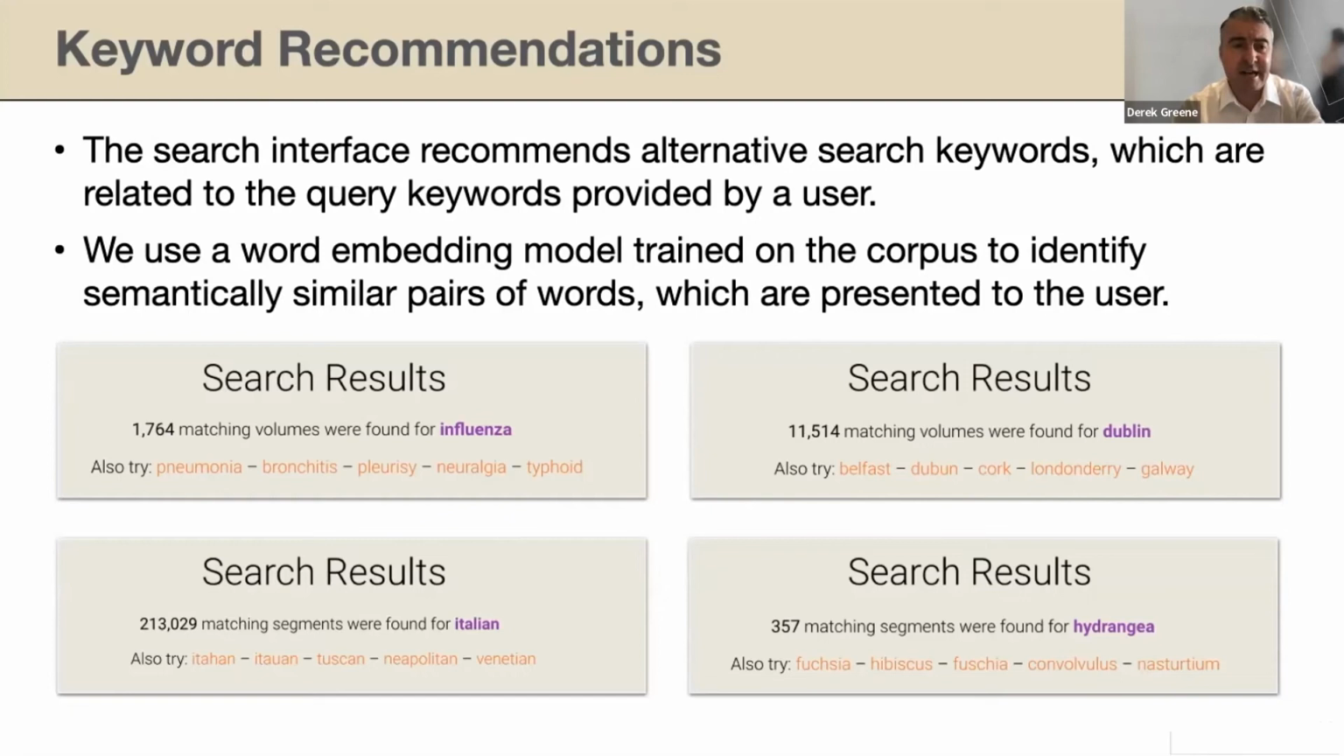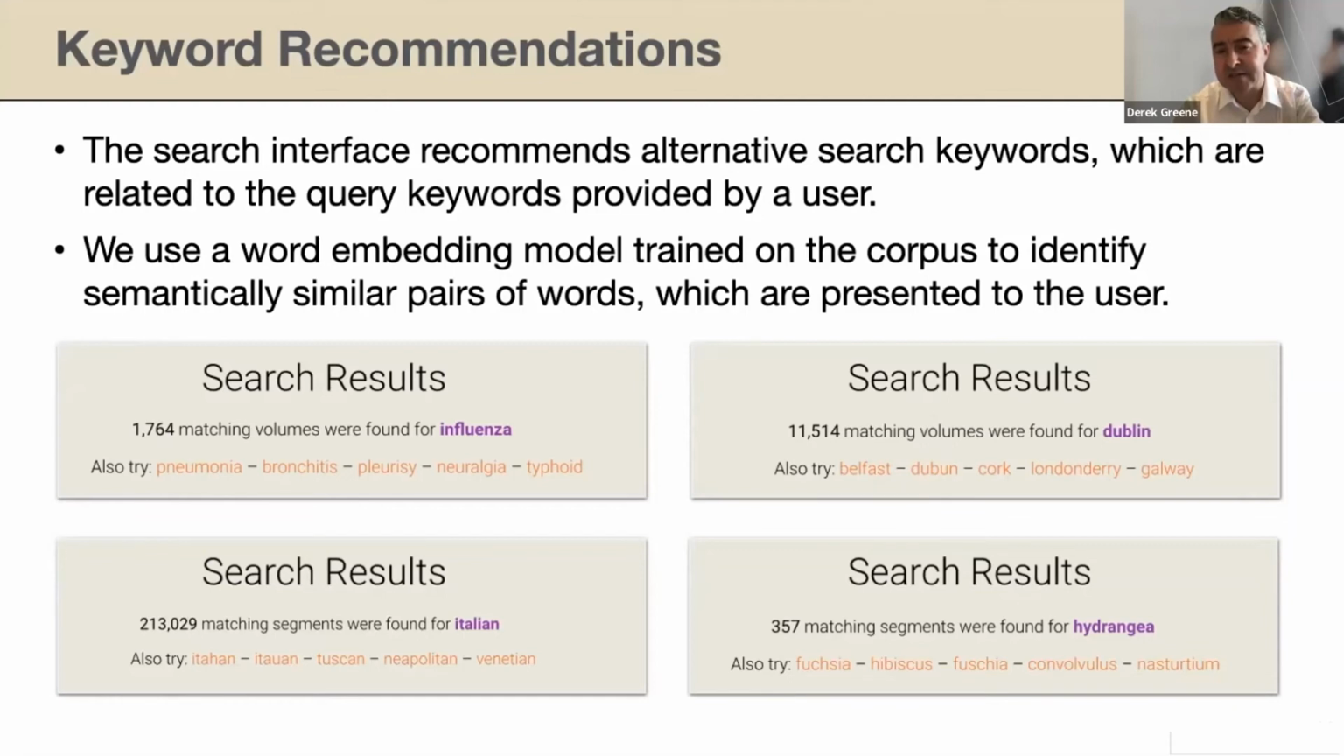We're using an NLP, natural language processing, technique called word embeddings, where we've built a model on the corpus. We've used all of the text from the English language subset of the British Library corpus, and that allows us to identify semantically similar pairs of words. For example, if the user has searched for influenza, then we recommend that they could also try pneumonia, bronchitis, pleurisy, and so on.